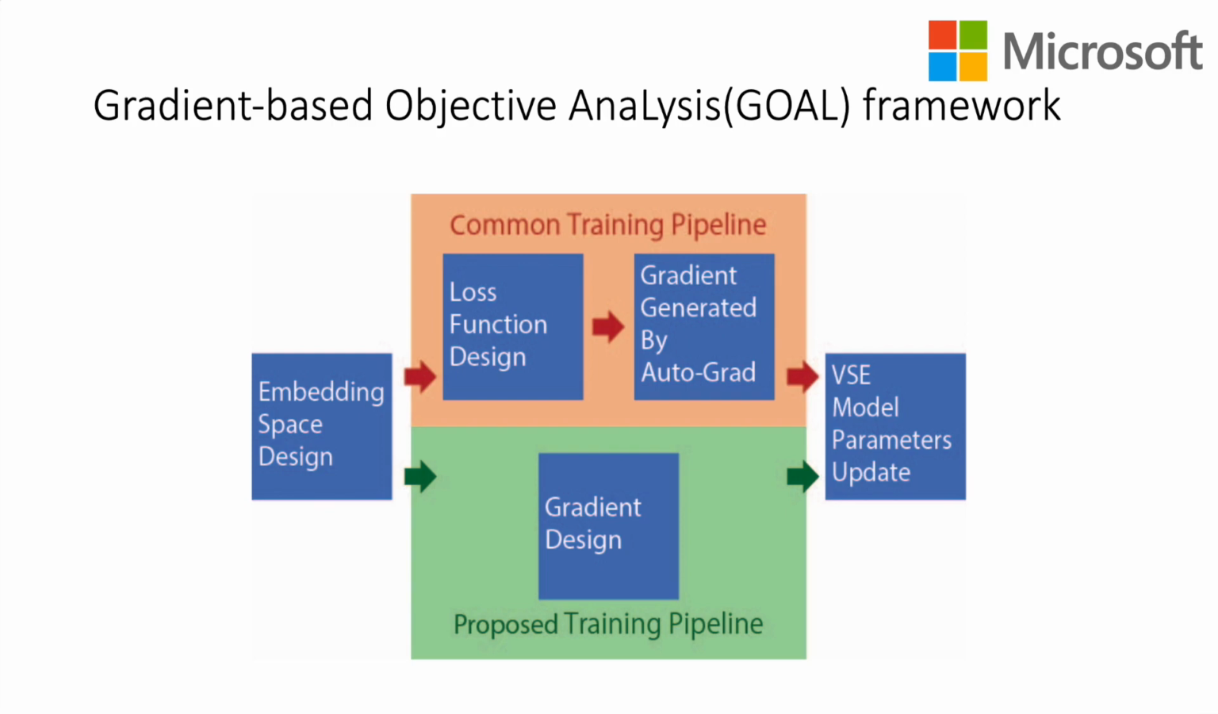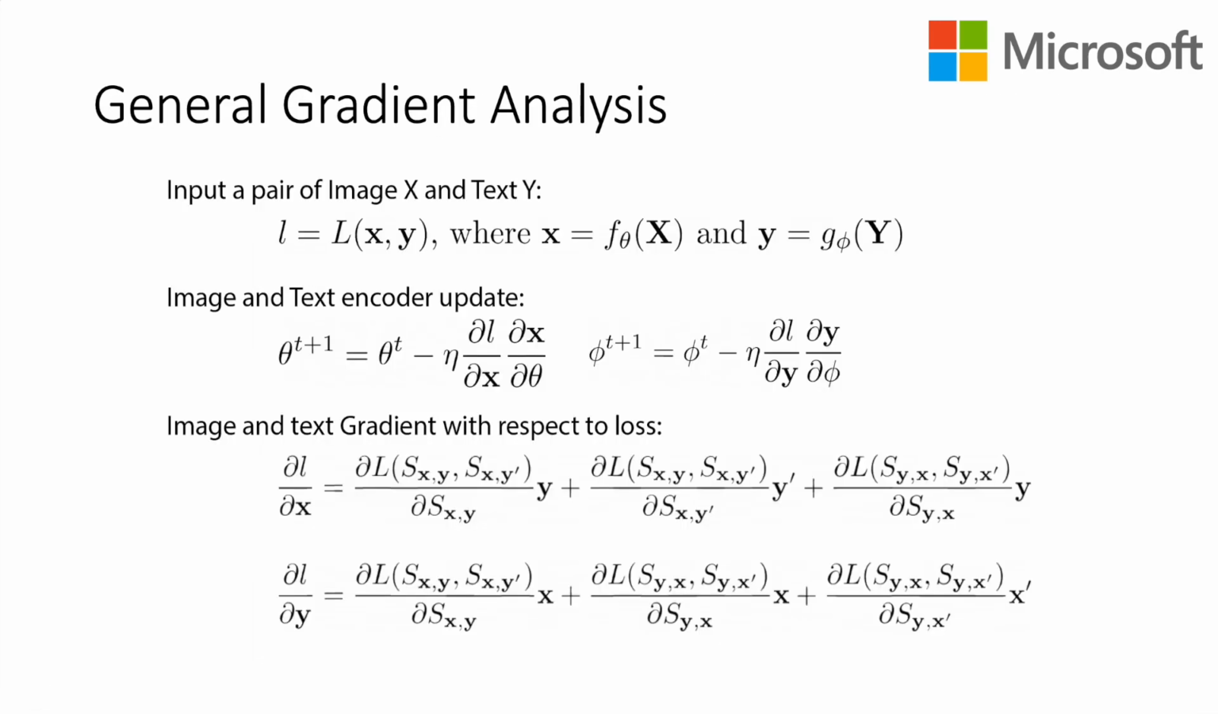In this process, we find the loss function only implicitly optimizes the embedding space. Instead, it's the gradient that directly optimizes the embedding space. Therefore, we propose the GO framework, which aims to design the gradient directly in optimizing the VSE model without the loss functions. Before we introduce the gradient design, let's first do the general gradient analysis.